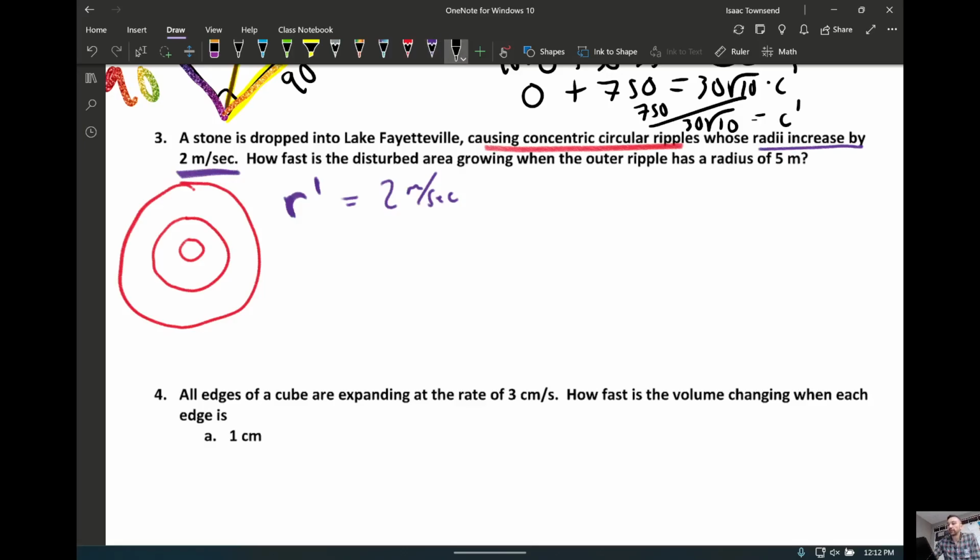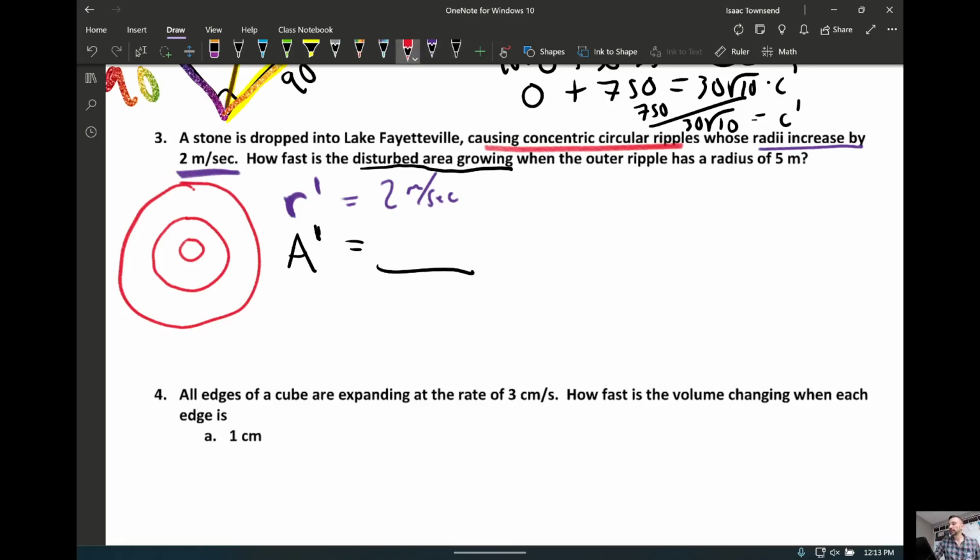We want to know how fast the disturbed area grows. So what are we trying to find? Am I trying to find the area of the circle? The circumference? The area. How area is changing, so A prime. Area is just one moment in time. It could be this big. If I want to know how it's changing or how it's growing, it's A prime. How is it changing over time?